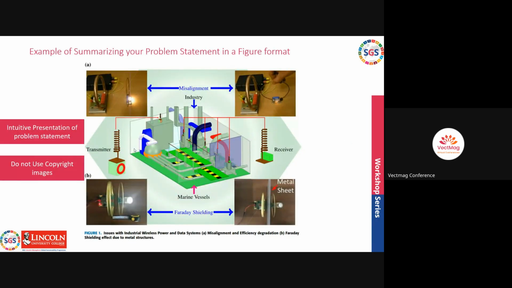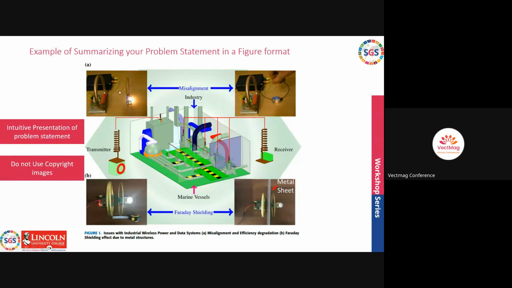So here is one of the methods in which you can summarize the problem statement. Just take a minute to see this entire picture. Look at part A of this figure. You see two coils, coaxially aligned. And when that same coil is misaligned, see how the power in the bulb goes down. So this is an inductive wireless power transfer system. It's transmitting energy from here to here. But the moment I misalign it, the power in the bulb goes down. So this is the first part of your problem.